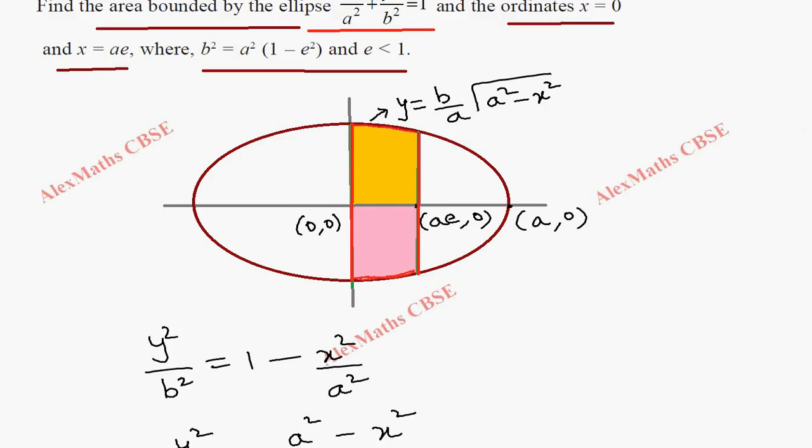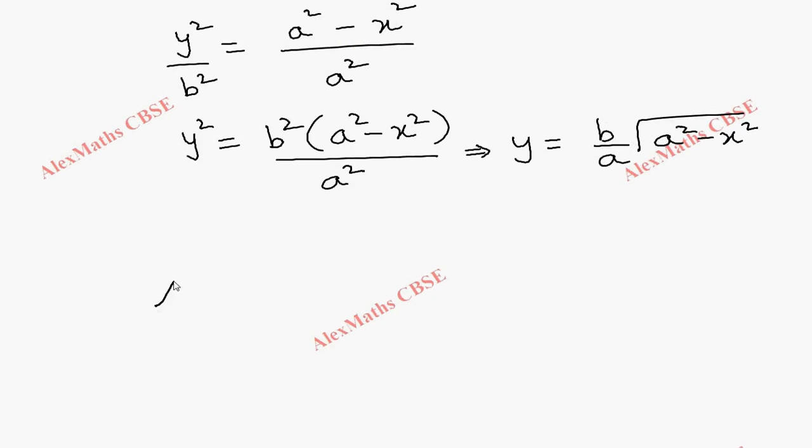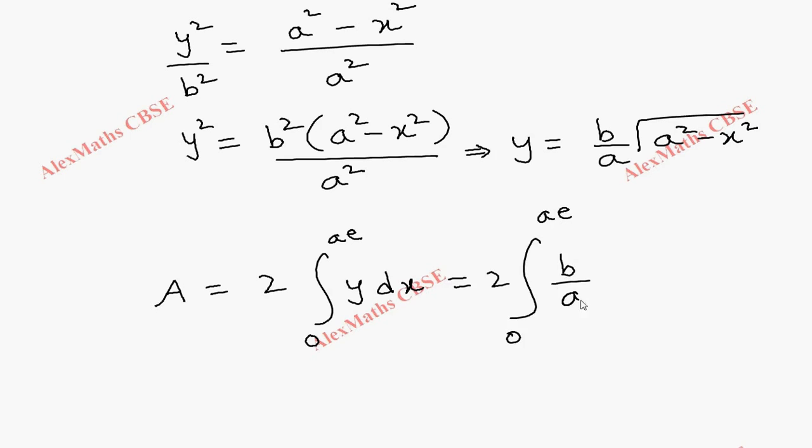So we take the value of y from the equation as b by a root of a square minus x square. Now we are going to take this curve, we are going to integrate from 0 till ae. This is our limit and we are going to multiply by 2 to get the entire area. So area formula is 2 times integral, limit is from 0 till ae y dx, and we already got the value of y and we are going to substitute that in this integration formula, b by a root of a square minus x square dx.